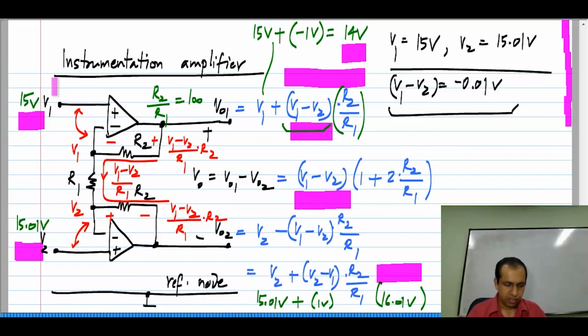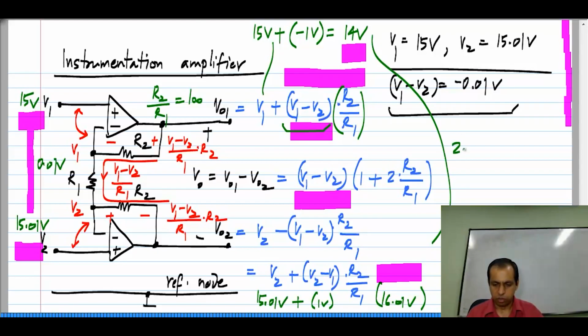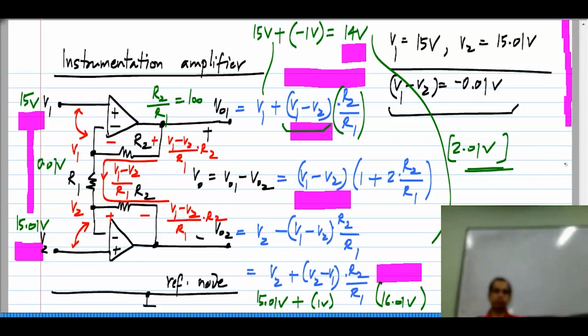So, what happens is that what is a very small difference, 15 and 15.01, there is only 0.01 volt difference between these two, has been converted to two voltages which have 2.01 volts difference between these two. So, that is the value of this circuit. Is this clear? It is a very useful circuit and you will find that it is commonly used in instrumentation applications.